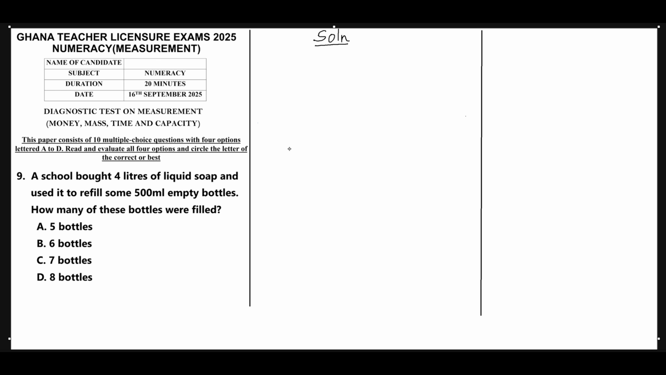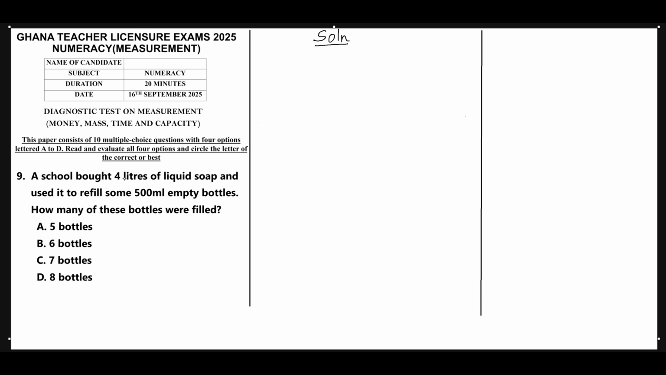Question 9. A school bought 4 liters of liquid soap and used it to refill some 500 milliliters of empty bottles. So how many of these bottles were filled? So we have a school who bought a liquid soap. Now, the capacity of the liquid soap was given as 4 liters.